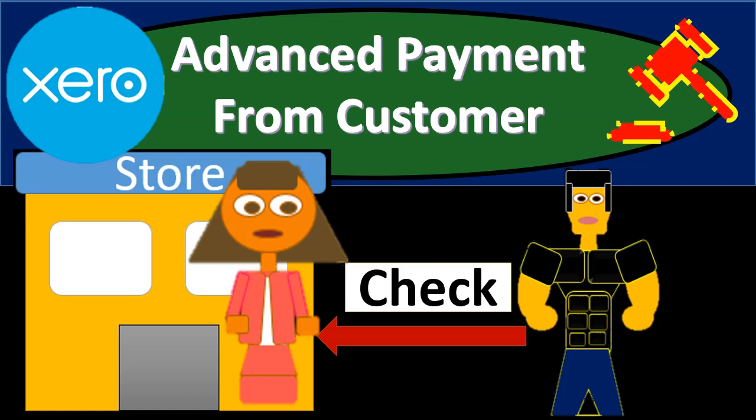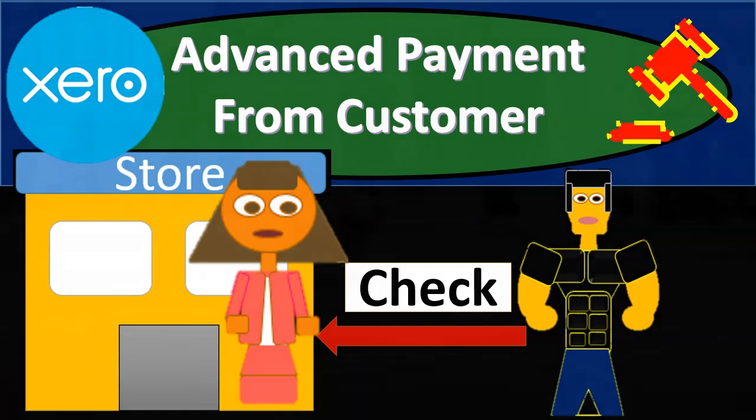In this presentation, we're going to record an advanced payment from a customer. In other words, we have a guitar that we're going to sell. The guitar is not currently on hand. The customer is committing to it and therefore giving us a deposit to commit to the sale. Once we then get the guitar, we will complete the transaction.